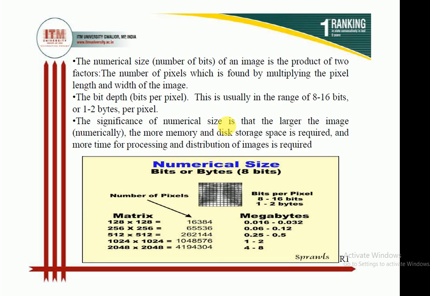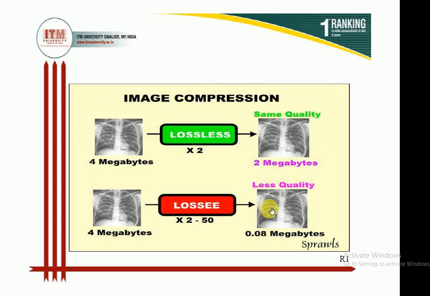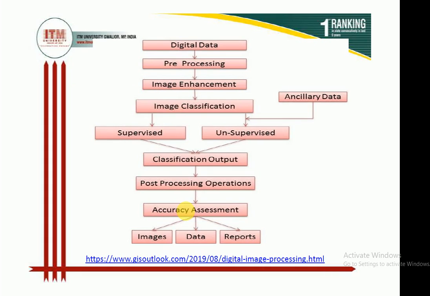As the number of pixels increases, the number of bits increases, and the size of a certain image also increases. So it will take more memory and more disk space to store. That's why the image needs to be compressed. There are two types of image compression: lossless compression and lossy compression. In lossless compression, the quality of the image remains the same, only the size of the image is reduced. In lossy compression, the quality of the image also deteriorates along with its size reduction.